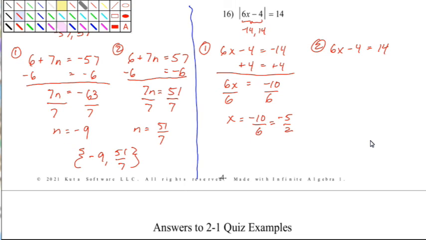I'm going to solve my second equation now the same way. I'm going to add 4 to both sides, and I get 6x is equal to 18. I'm going to divide both sides by 6, and I get x is equal to 3. So my solution set for this particular problem is going to be minus 5 halves and 3.